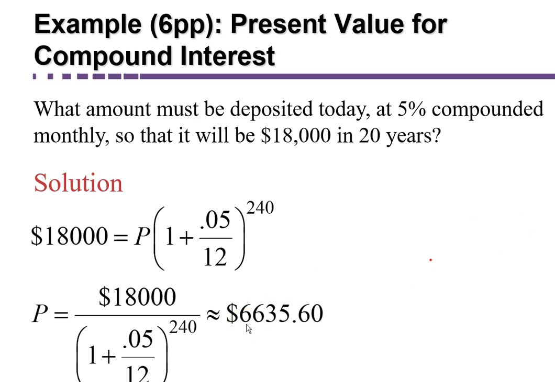And it would be $6,635.60. Again, this was the original amount that you put in, but compounded every month for 20 years, the 6,000 or 7,000 comes up to be 18,000. Wow. This is the power of investment, and 5% is a pretty good one in today's market. Let's go on.